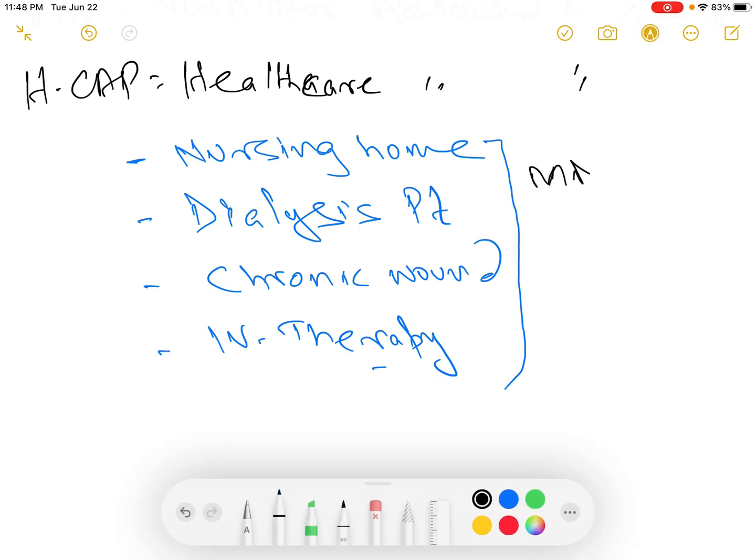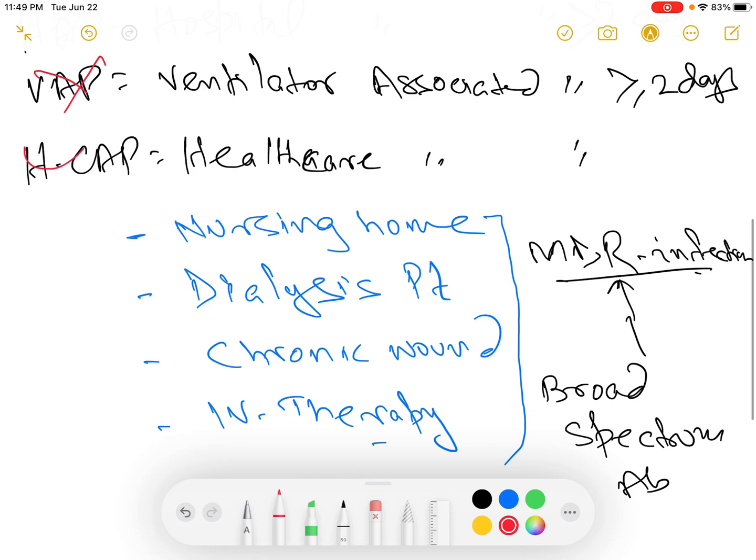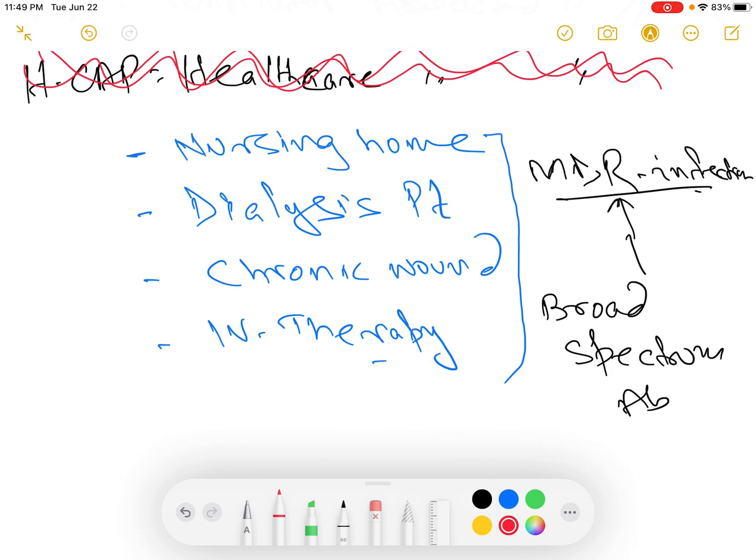So they have an MDR, that stands for multi-drug resistant infection, and they need to be treated with broad spectrum antibiotic. Well, it turned out that that was not the case entirely, and a lot of these patients were getting all the big gun antibiotics like Zosyn and vancomycin that they actually didn't need. So in the most recent guideline, this term HCAP is actually terminated. HCAP does not exist anymore. Bye bye HCAP. And these patients who were part of HCAP at the time, now we treat them like a CAP.